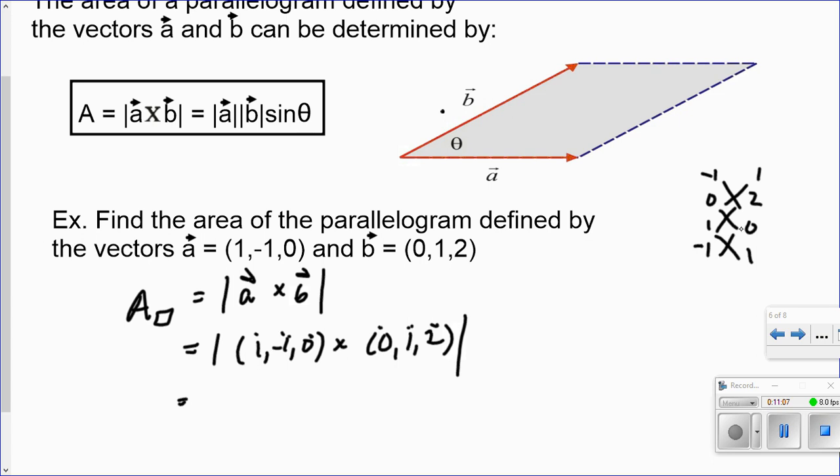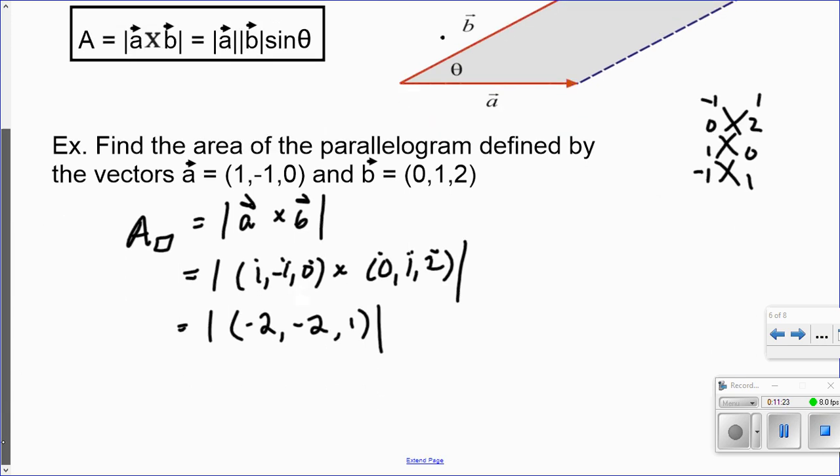Do that, and I'll return. You guys can pause it and do this calculation, and I'll return with my cross product answer. All right, here's the cross product that I got. And if you did not get this, check your calculations again, or go to a cross product calculator online.